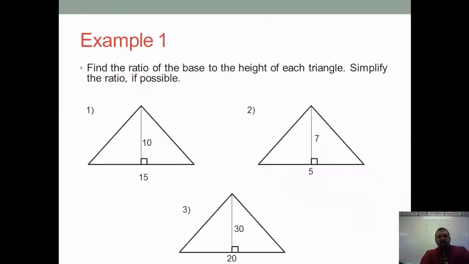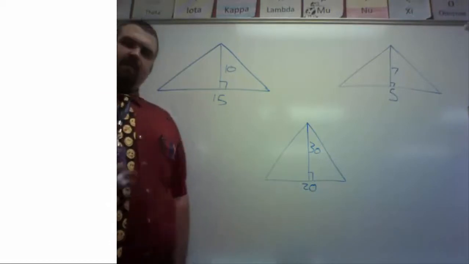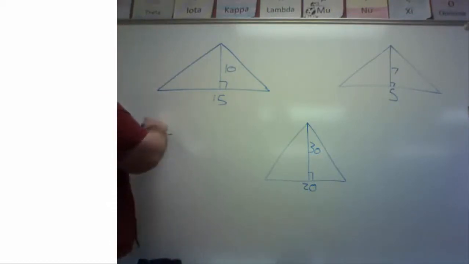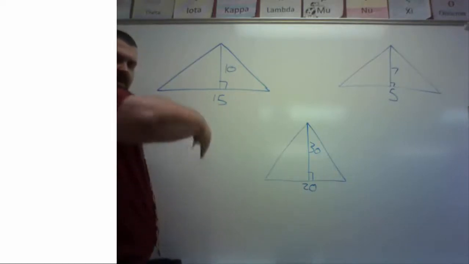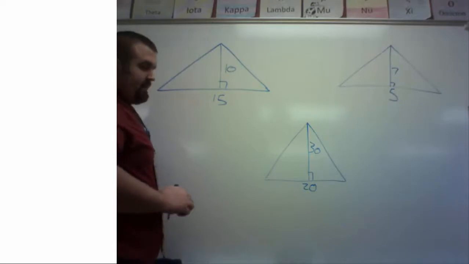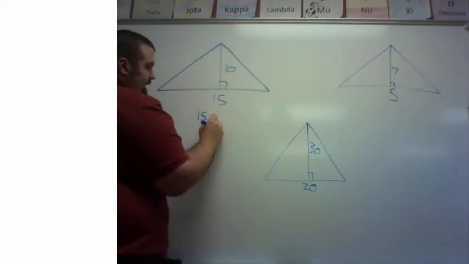Alright, example 1. Find the ratio of the base to the height of each triangle. Simplify the ratio if possible. Forgive me for the quick sketches. For each of these, they want me to find the ratio of the base to the height. Well, the base here will be the bottom of my triangle. The height is the altitude from the vertex to the side at a right angle. So base to height, well, it's 15 to 10.